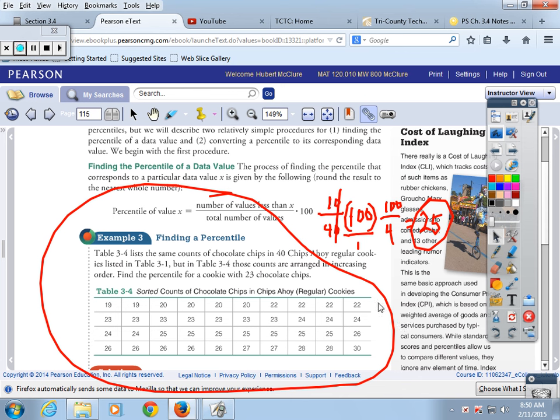What I really want to get to is Boxplot, because Boxplot is what a lot of people get kind of confused on.